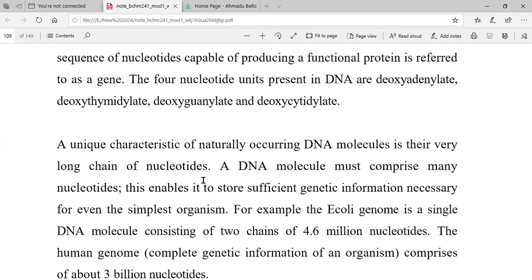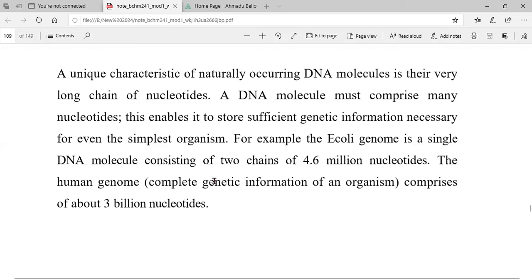We have a unique characteristic of naturally occurring DNA molecules. They are very long chains of nucleotides, and a DNA molecule must comprise many nucleotides. This enables it to store sufficient genetic information that is necessary for even the simplest organism. So this long chain of nucleotides enables DNA molecules to store ample amounts of genetic information that will be enough for the organism to carry out its life processes.